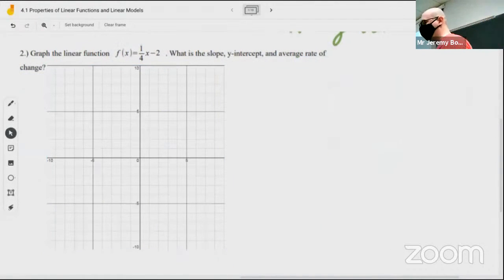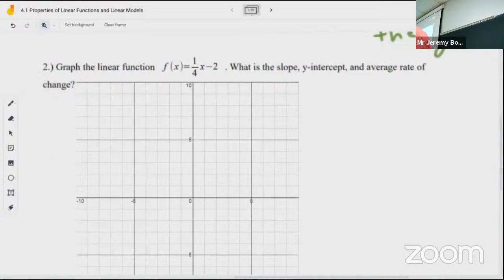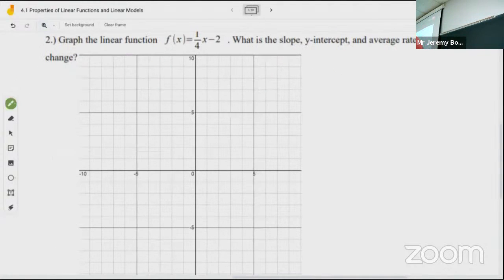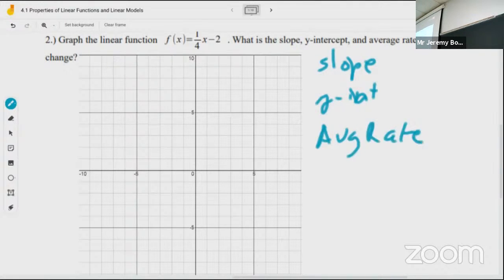So we got f of x is equal to 1/4 x minus 2. And zoom in more. We want to know what is the slope, what is the y-intercept, and the average rate of change. And then graph it.